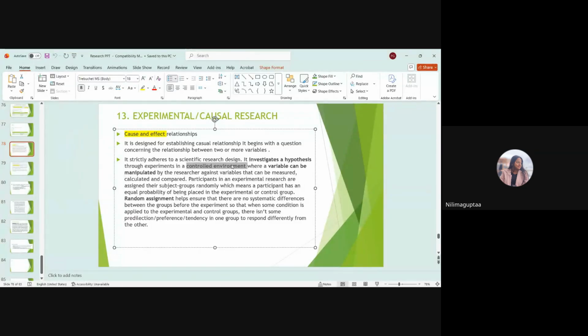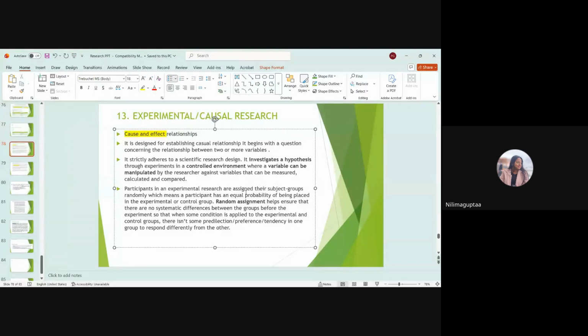So I'm controlling my independent variable, which will automatically affect my dependent variable. When a variable can be manipulated, very important in this experiment, because it is mostly done in a lab, that means in a setup, okay? We manipulate our variables, that are the factors, by the researcher against the variables that can be measured, calculated, and compared. Participants in an experimental research are assigned to their subject groups randomly, which means the participant has an equal probability of being placed in the experimental or control group.